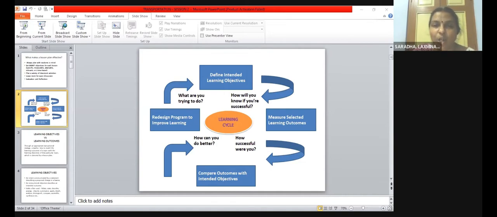Now, what are learning objectives? If you want to define learning objectives, it is an intent communicated by a statement. It is our intention, communicated with the help of a statement describing a proposed change in a learner. What change you expect in the learner, explained through a statement, we call our learning objective, right? And we use different verbs: the child will be able to relate, state, describe, arrange, classify. All these are the verbs we generally use for writing learning objectives.